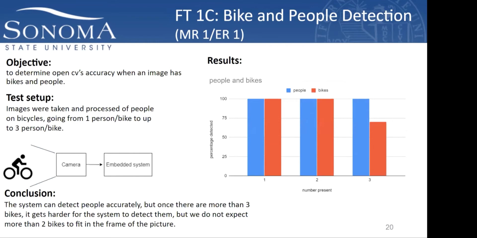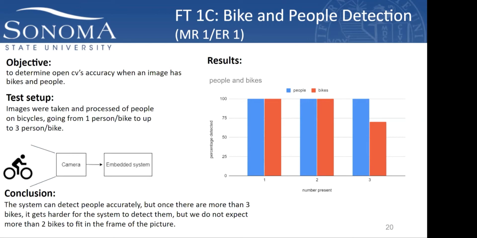Here for this test, we did a very similar setup to the previous tests, but this time we had people on the bikes. So this test was to determine the accuracy for when we have bikes and people in a single image. For this, we had an image with 1 person on 1 bike, and we increased it all the way until we had 3 people and 3 bikes.